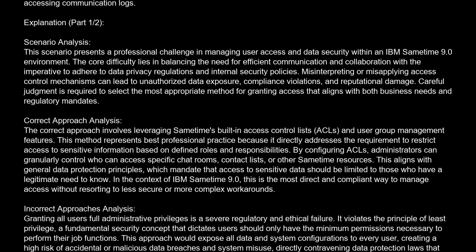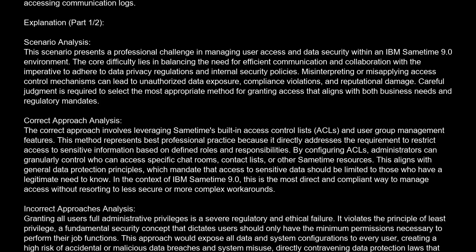Incorrect approaches analysis. Granting all users full administrative privileges is a severe regulatory and ethical failure. It violates the principle of least privilege, a fundamental security concept that dictates users should only have the minimum permissions necessary to perform their job functions. This approach would expose all data and system configurations to every user, creating a high risk of accidental or malicious data breaches and system misuse, directly contravening data protection laws that require reasonable security measures.